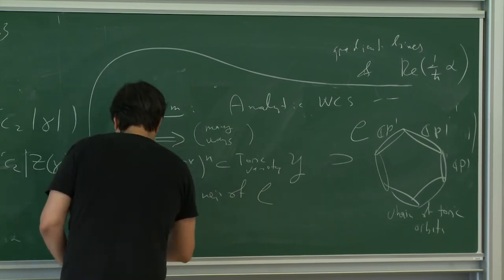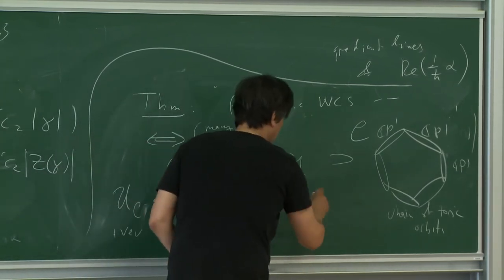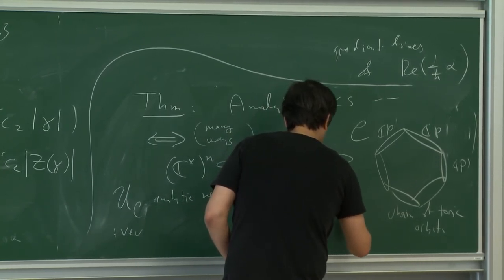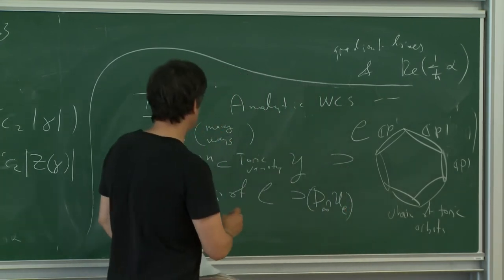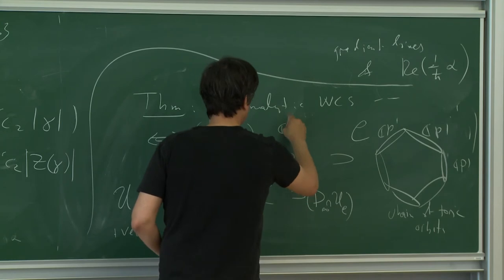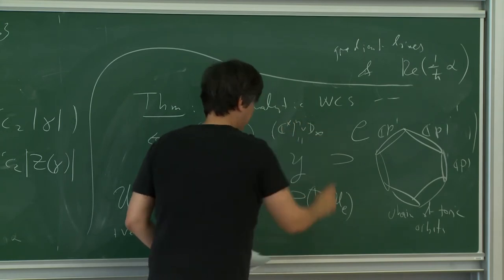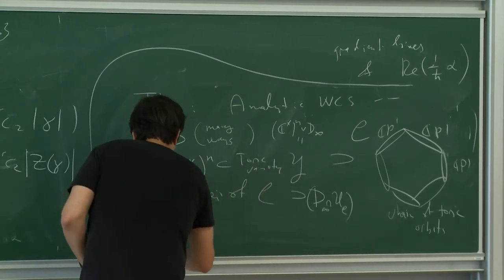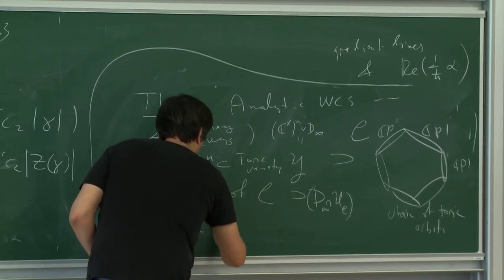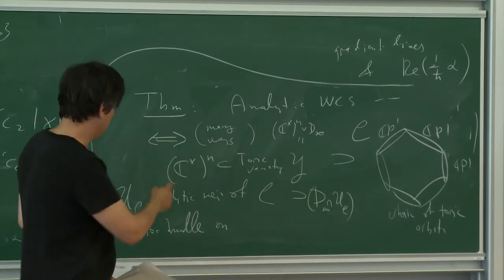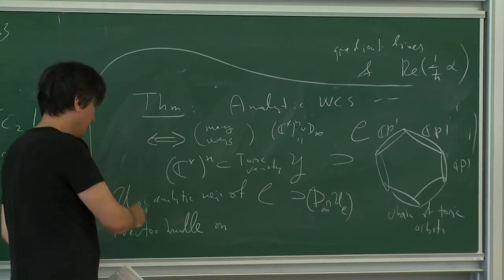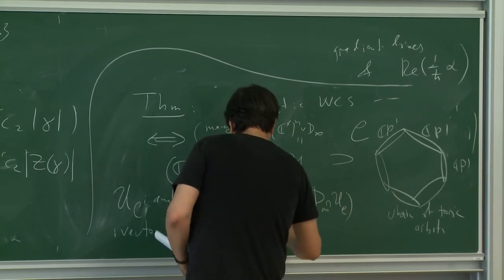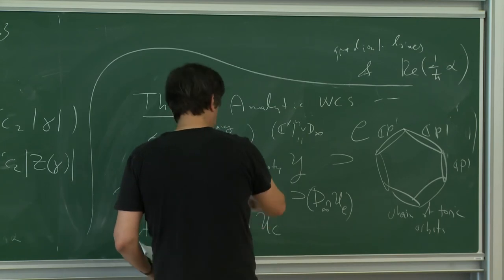I'll be a bit sloppy. It still has some divisor with normal crossings around it. What I consider is a vector bundle, U, T infinity intersected with U. This UC is the analytic neighborhood. And consider a vector bundle, call it E, on UC. Essentially, it relies on this divisor.